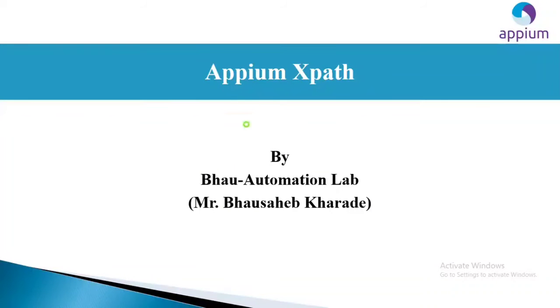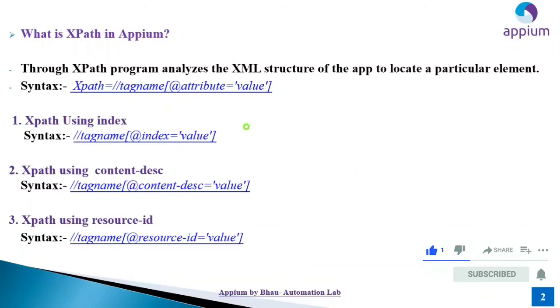So let's start with a practical example of how to create the XPath. We will create multiple types of XPath, so you will get a better idea how to create the XPath in Appium. Let's start with what XPath is first. Through XPath, we can analyze the XML structure of the app to locate a particular element, same like in Selenium.